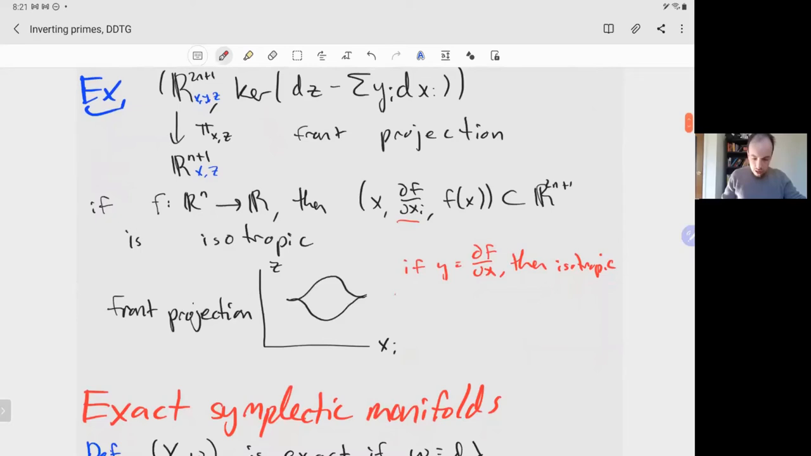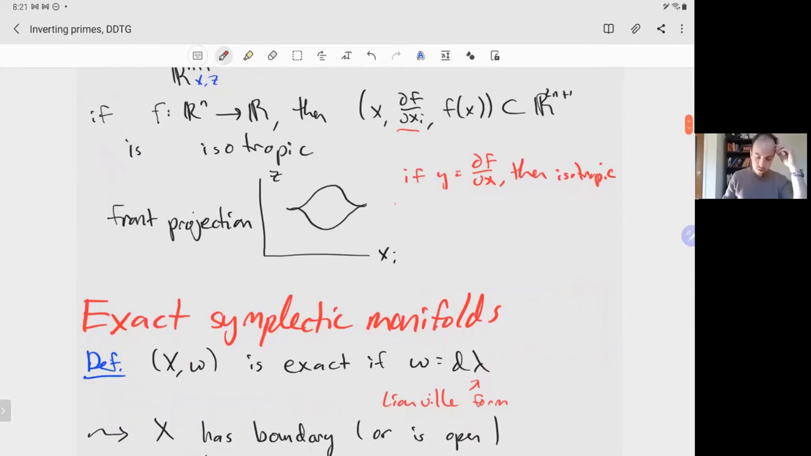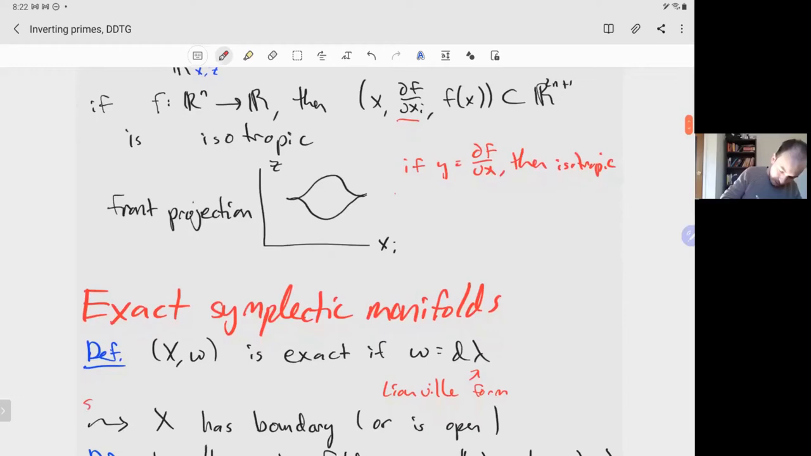Now let me talk about exact symplectic manifolds. We say that a symplectic manifold is exact if the symplectic form is exact, so it has a primitive, which is a one form lambda, called the Liouville form. A simple application of Stokes' theorem says that X either has boundary or is an open manifold. Namely, it cannot be a closed manifold.